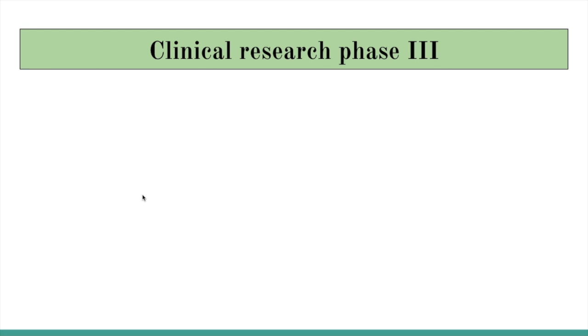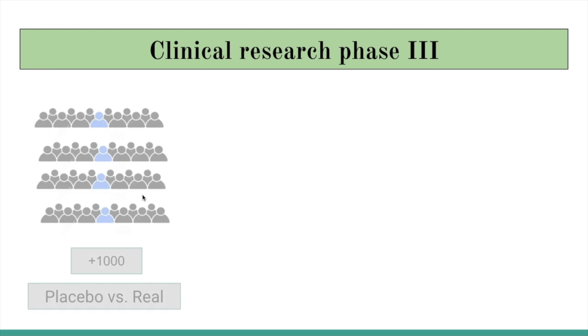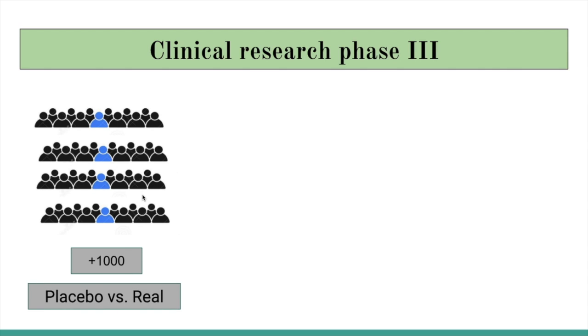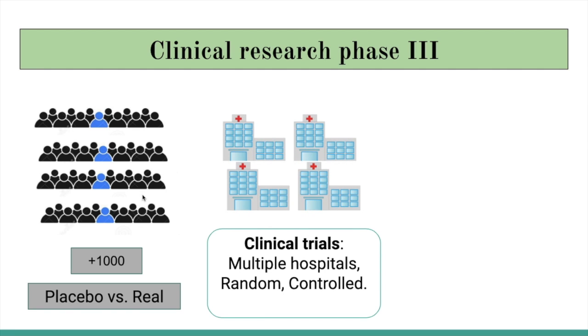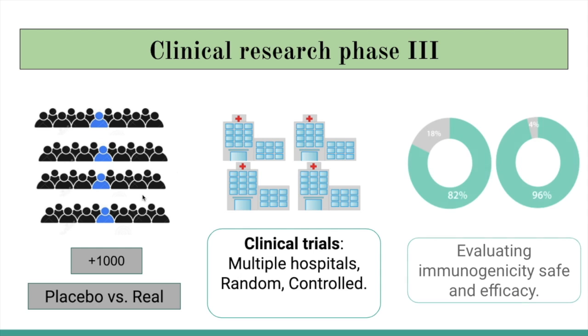Clinical Research Phase 3. In this phase, the number of patients who receive the vaccine increases. For example, the number could be above 1,000 participants. In this phase, the experiments are performed in multiple hospitals with controlled and random clinical trials. Researchers will evaluate immunogenicity, safety, and efficacy, and the most important is careful analysis of all this information in a lot of patients who have been monitored.